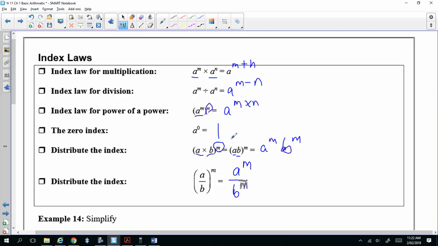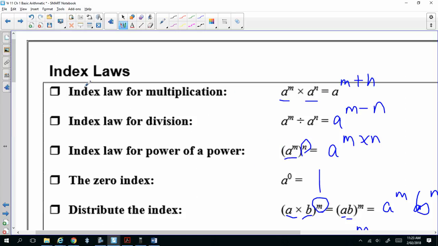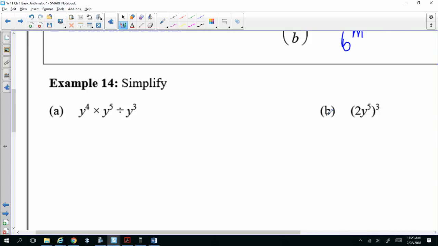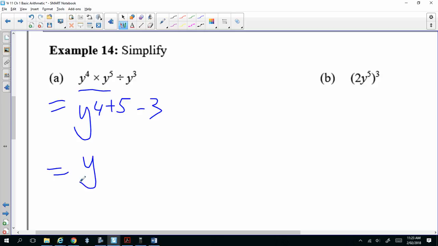Okay, good. Let's continue. We're going to do some examples to illustrate these rules. You not only need to memorize these rules, you have to learn how to apply them in questions. So we're going to do example 14. Some people are using a highlighter. That's excellent. Make sure you highlight important points. Let's do example 14. Simplify this. Multiplying means you add, dividing means you subtract. You can do it in one step. So the answer will be y to the power of 9 minus 3, which is y to the power of 6.